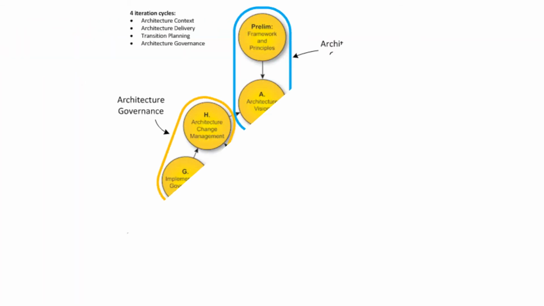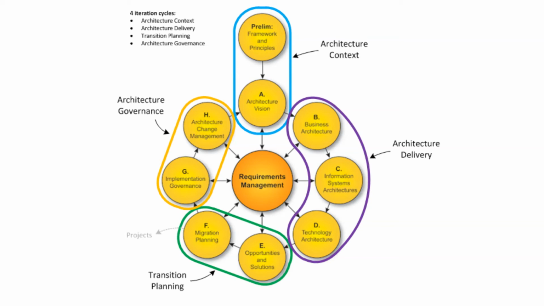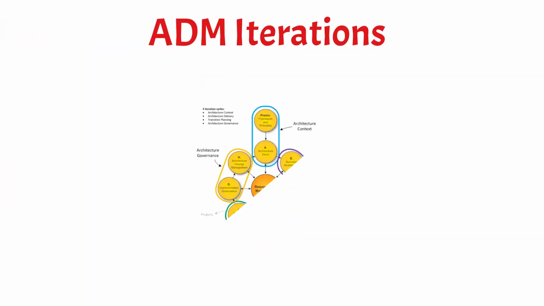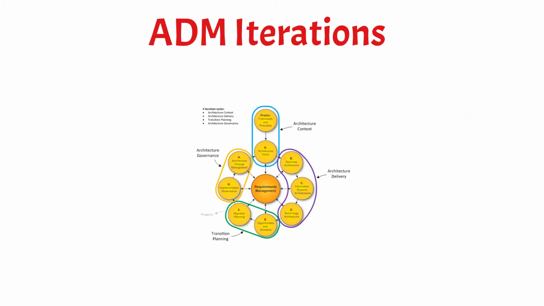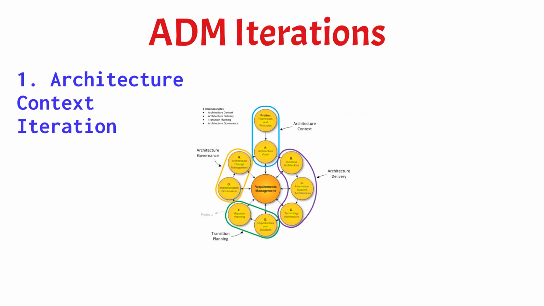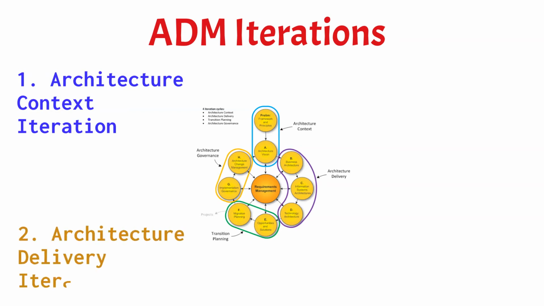The figure in front of us is a depiction of the ADM iterations. It's actually the complete set of ADM phases grouped into 4. The first of the 4 is the architecture context iteration, which sets the background for implementation of architecture work. The second is the architecture delivery iteration, which is a set of steps that will show us a model that we are going to be working with.